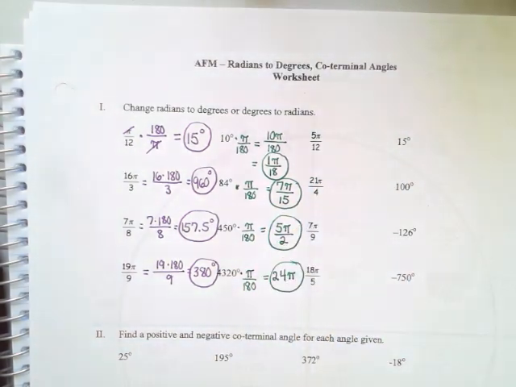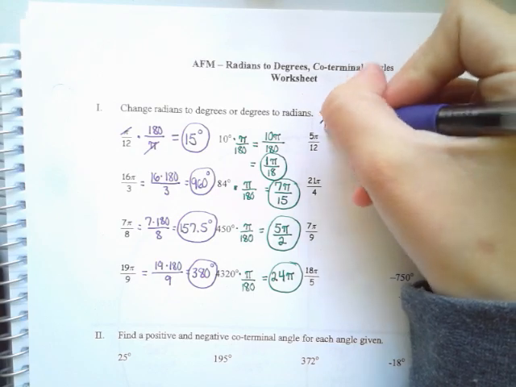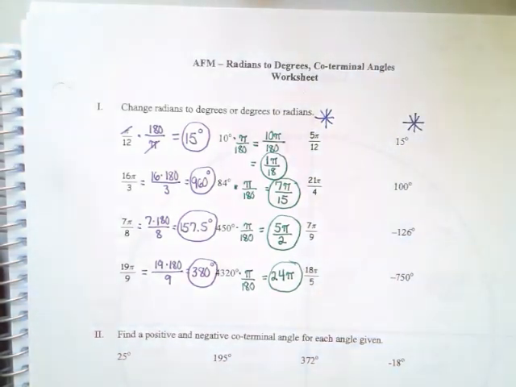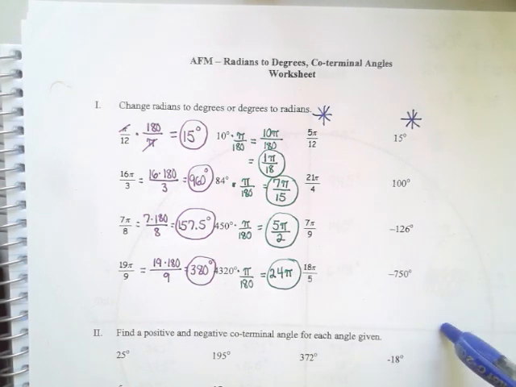I want you guys to do both sections over here. So you guys are going to do all of these remaining practice problems. The first row, you're going to go from radians to degrees. The second, you are going to go from degrees to radians.